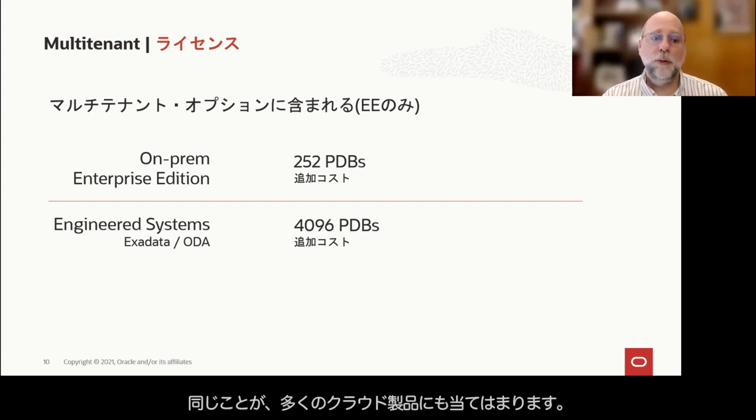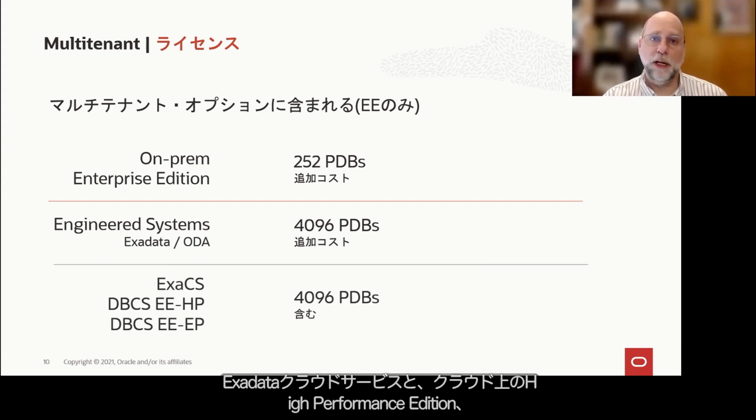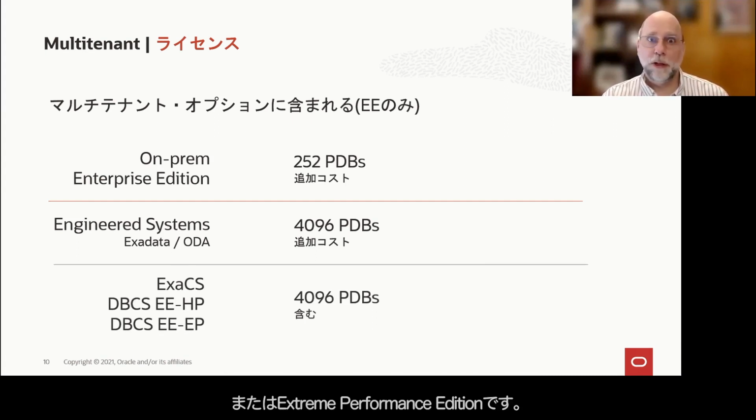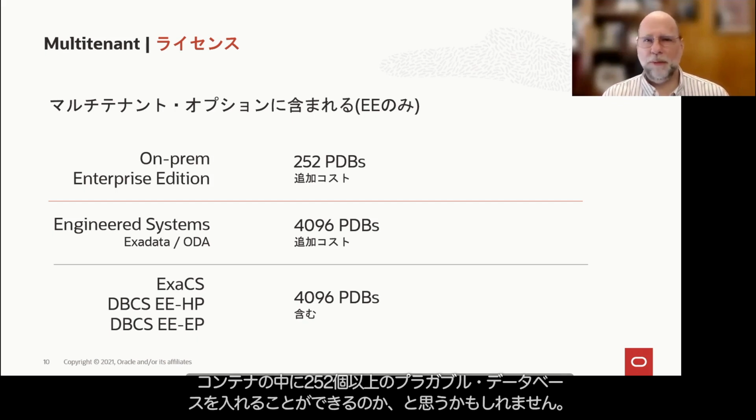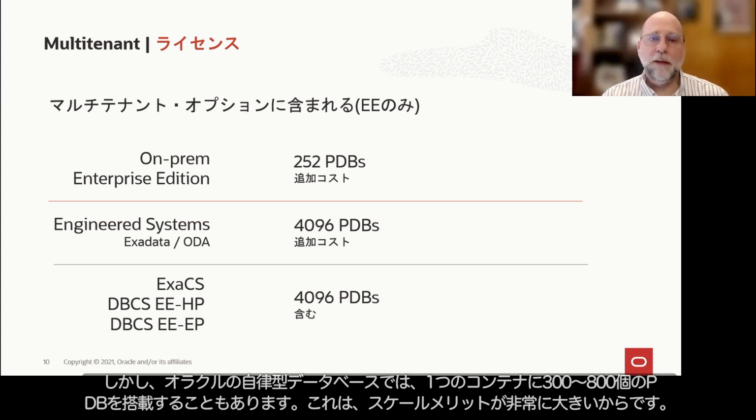And the same is true in many of our cloud offerings, Exadata Cloud Service and the High Performance Edition or Extreme Performance Edition in the cloud. Now, you might say, well, gee, will I really get more than 252 pluggable databases in a container? And in many cases, that might not make sense, but I can tell you right up front, in our autonomous environment, we often run with 300 to 800 PDBs in a single container because it provides so many advantages of economies of scale.